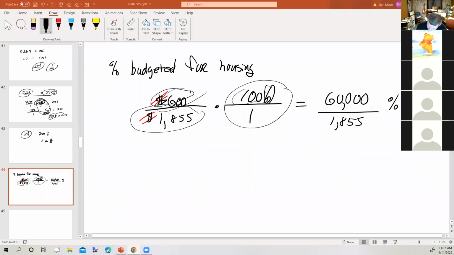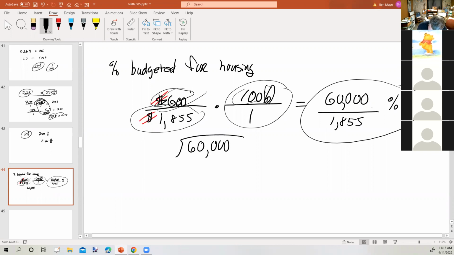All right. So how am I going to change that into a decimal percent? Long division. 60,000 divided by 1855. Wow, let's see here. Where's the decimal point? Right there, right? 1855, no, that's not the year I was born. It was 1956. It doesn't go into 6 or 60 or 600, but it does go into 6,000.